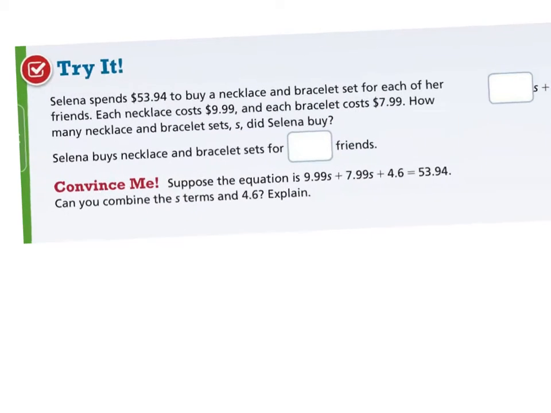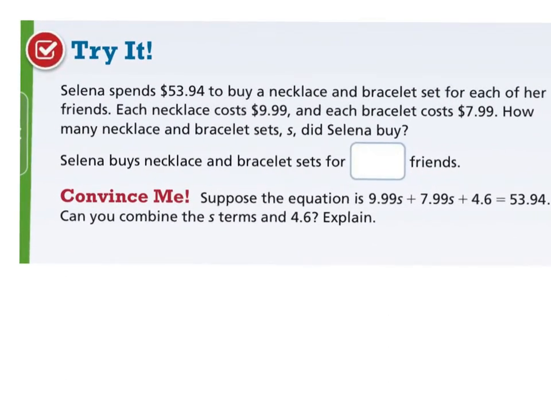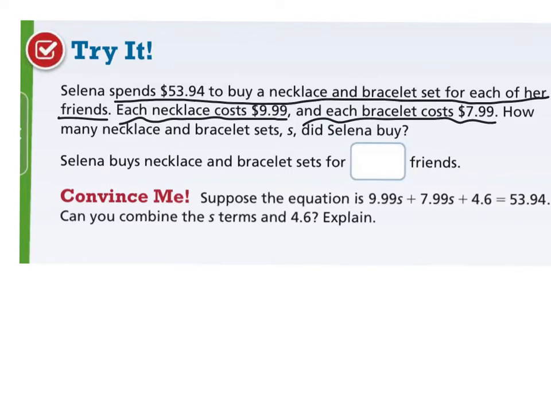So if we look at the try it, Selena spends $53.94 to buy a necklace and bracelet set for each of her friends. Hope she doesn't have too many friends. It's going to be expensive. Each necklace costs $9.99. Each bracelet costs $7.99. Oh, I read that wrong. $53.94 is what she spent altogether. Sorry, I was thinking that's what she was spending on each person. Okay, anyway, how many necklace and bracelet sets S did Selena buy?